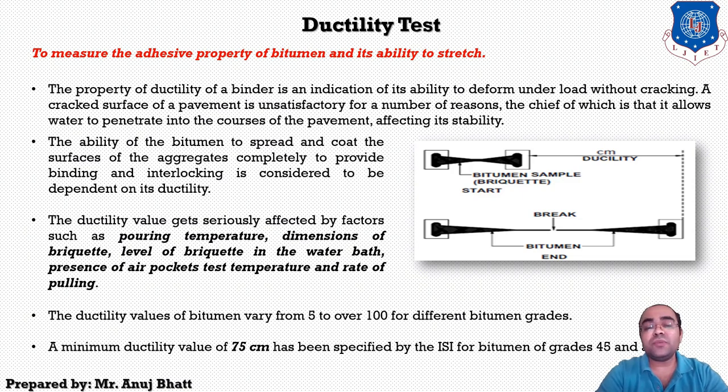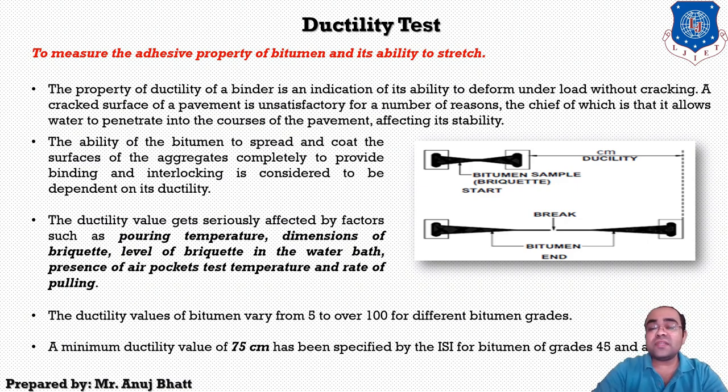The ability of the bitumen to spread and coat the surface of the aggregates completely to provide the binding and interlocking is considered to be dependent on the ductility property. Also, the ability to withstand repeated loading cycles under traffic and keep the deformations within allowable limits is partially dependent on the ductility of the material. Generally, ductility is expressed as the distance in centimeters to which a standard sample of bitumen can be stretched before the thread breaks.